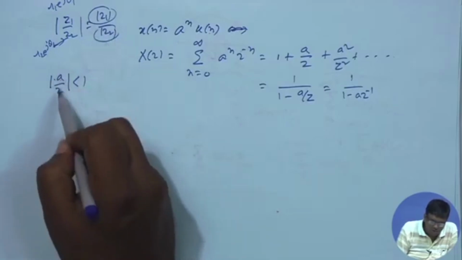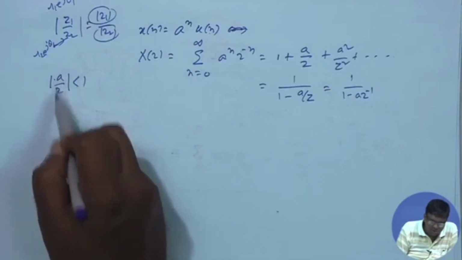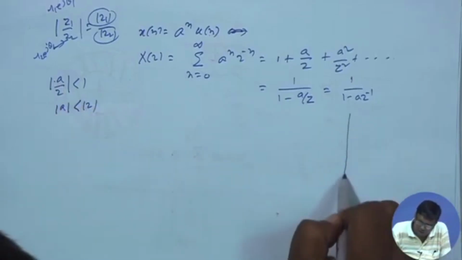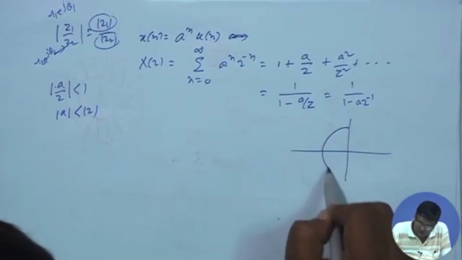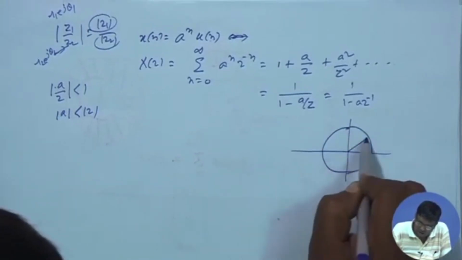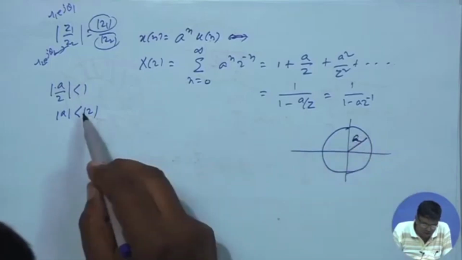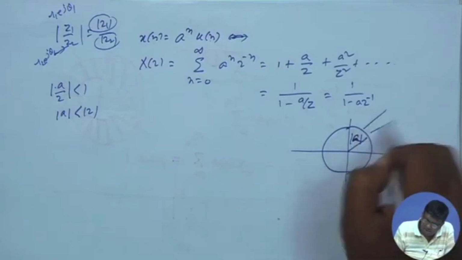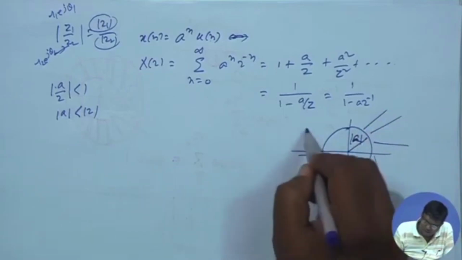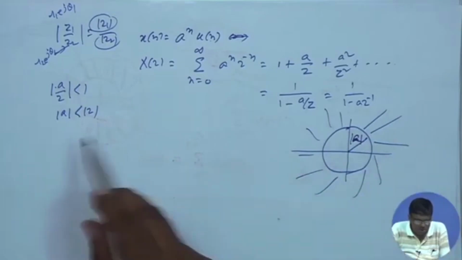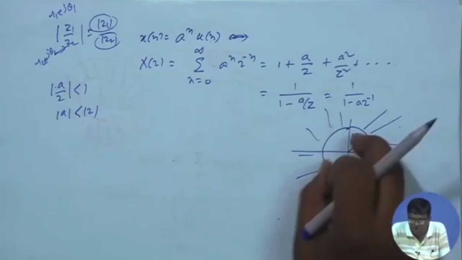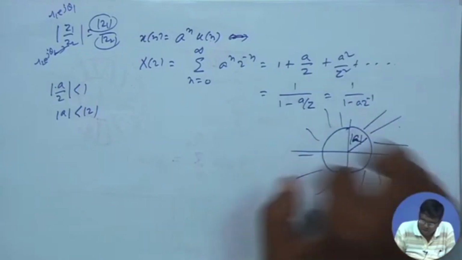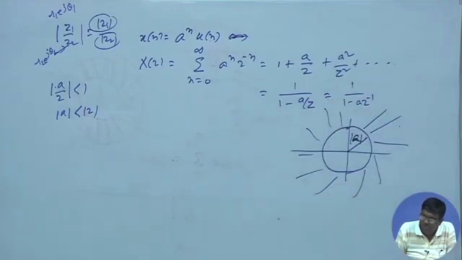Okay. Now, mod of a by z less than 1 means mod of a less than mod of z, which means ROC is what? There is a circle of radius mod a and mod z greater than mod a. So, radius is mod a. So, a whole region outside this, okay, where mod z greater than mod a. So, any z here means this mod will be greater than mod a, that is the ROC. And in the ROC the Z transform is this.